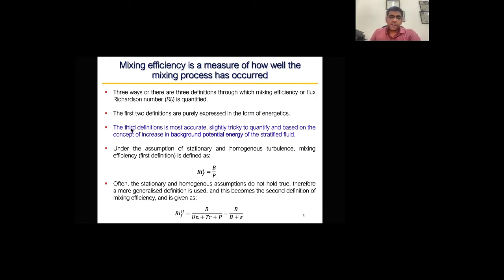There is one more definition, which is the most accurate, but it's slightly tricky because it also invokes the concept of background potential energy, which I will talk about in detail in the upcoming slides. So just please hold on. The overall idea of this slide was to show that there are three different ways in which you can measure your mixing efficiency. Out of these three, the first definition is not very useful. The second definition and the third definition, which I will invoke later, are the most useful. And we are going to see the limitations of each of these definitions.